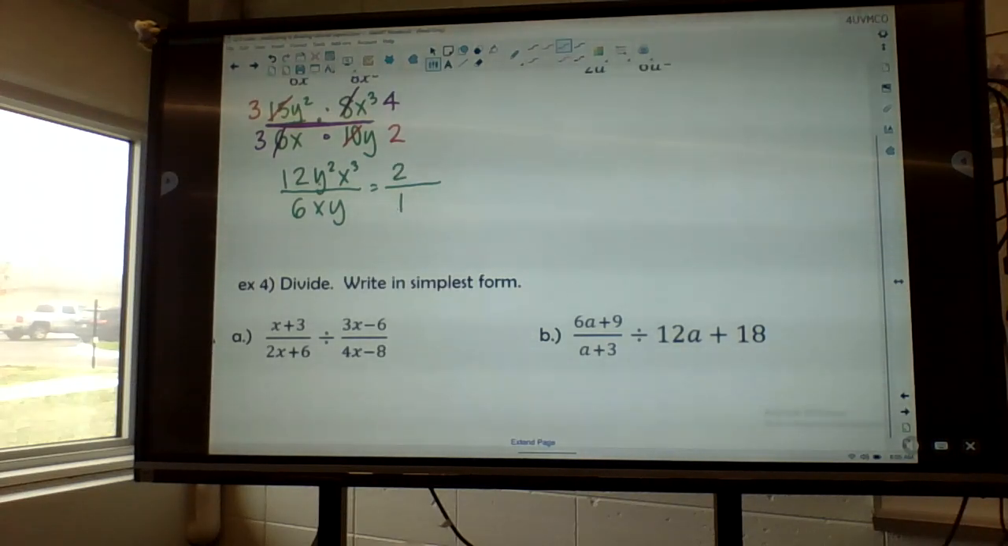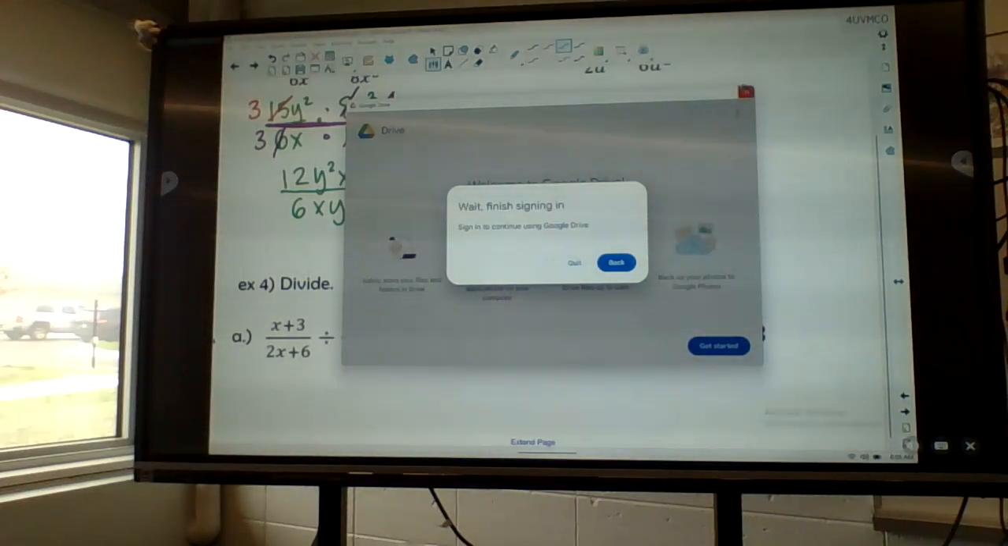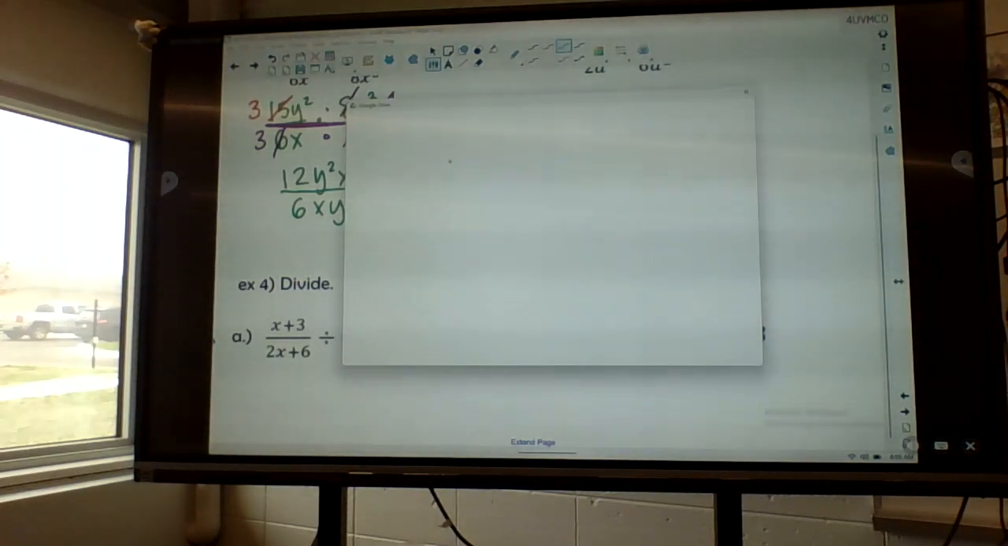The y's, there's more y's on the top, so I'm going to leave that 1 y on the top. And there's more x's on the top. There's going to be 2 more.